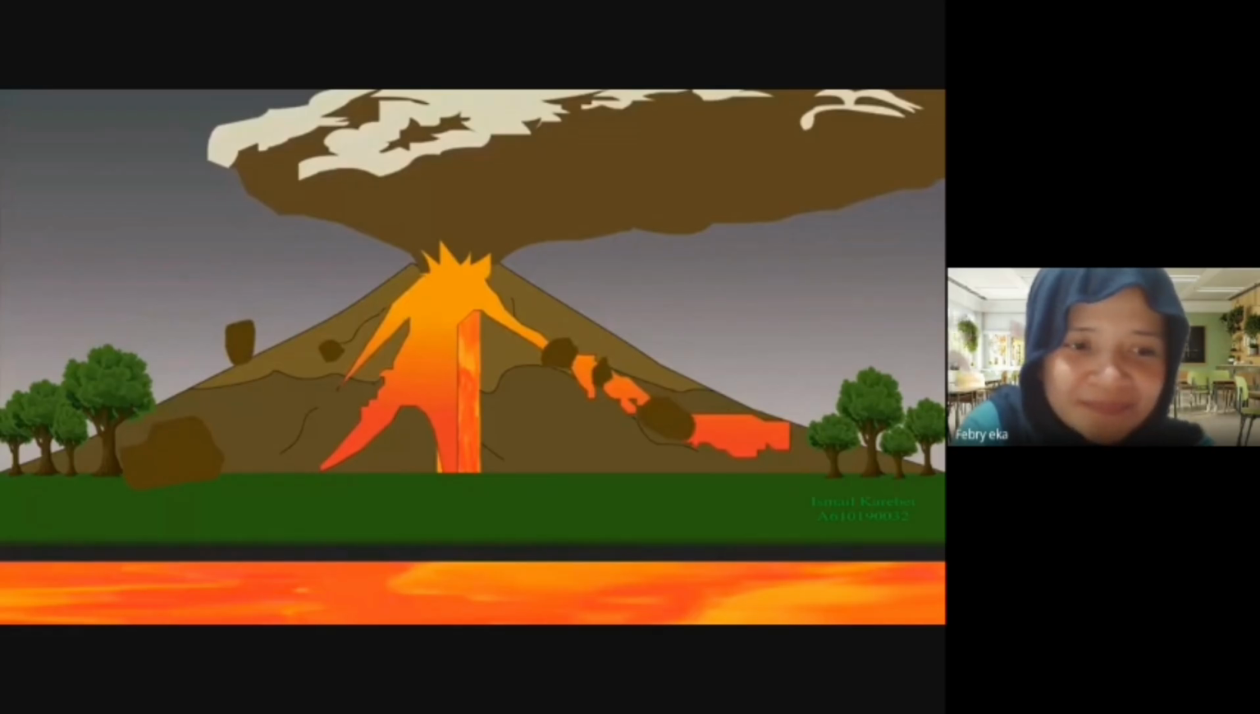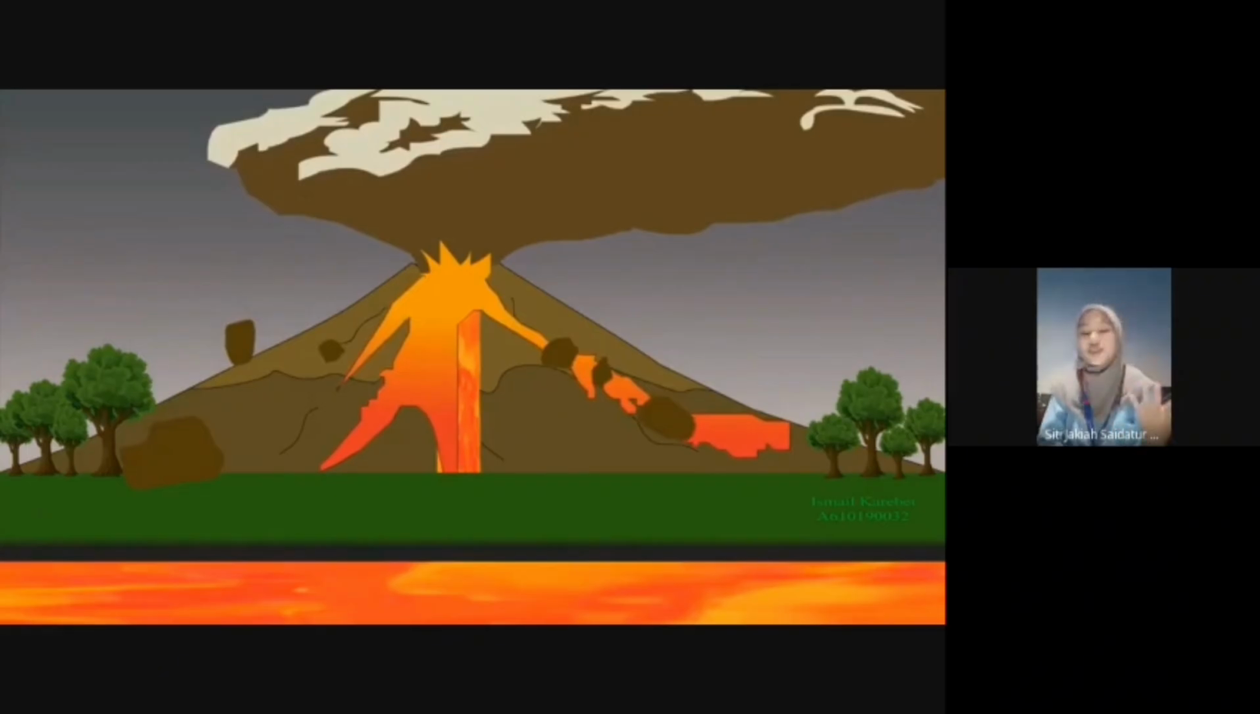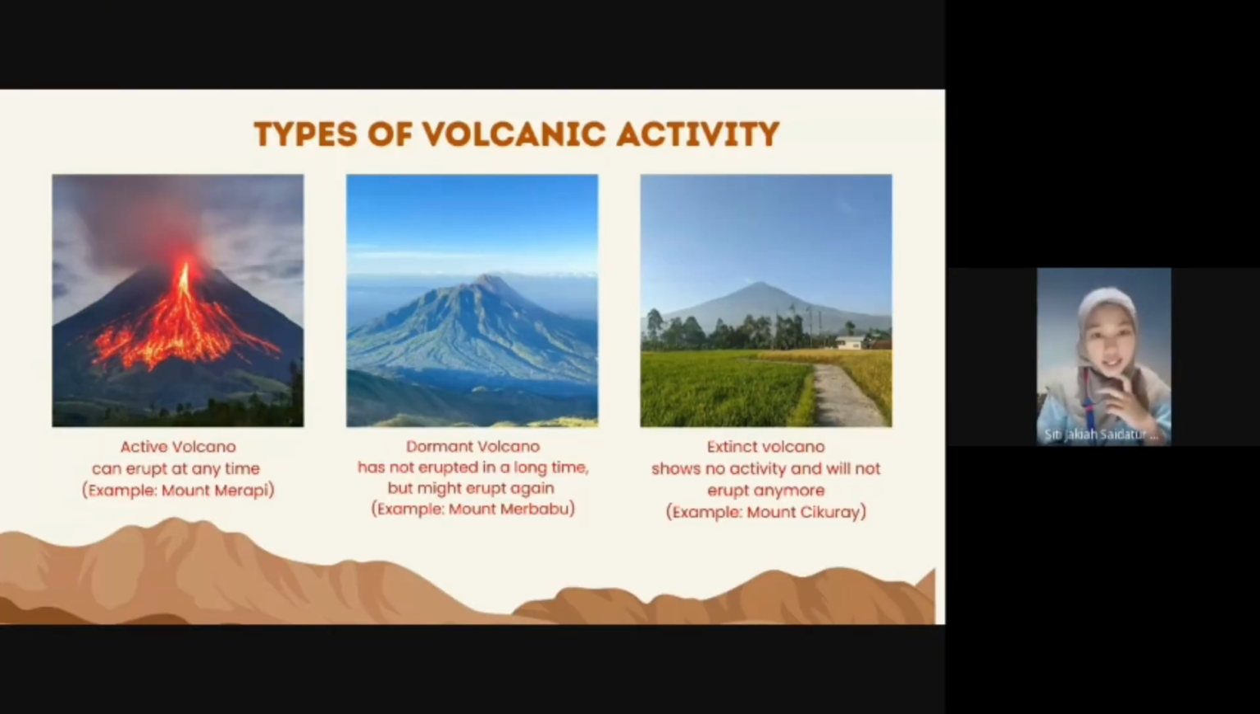Okay, good job. So, as we know, volcanoes are not all the same. In this slide, Miss has the three features. The first picture is about the active volcano. The second picture is about the dormant volcano, and the third picture is about the extinct volcano.